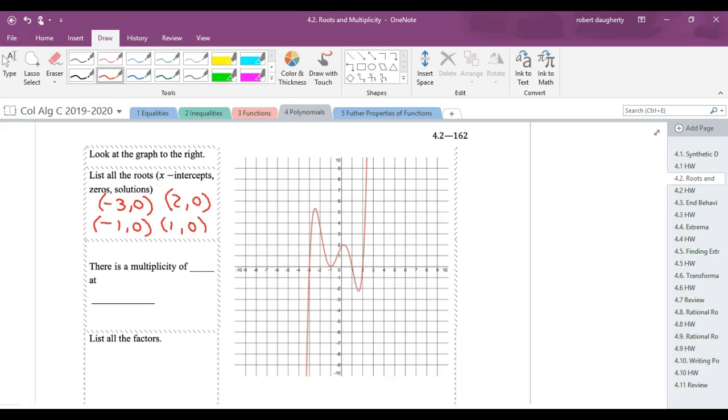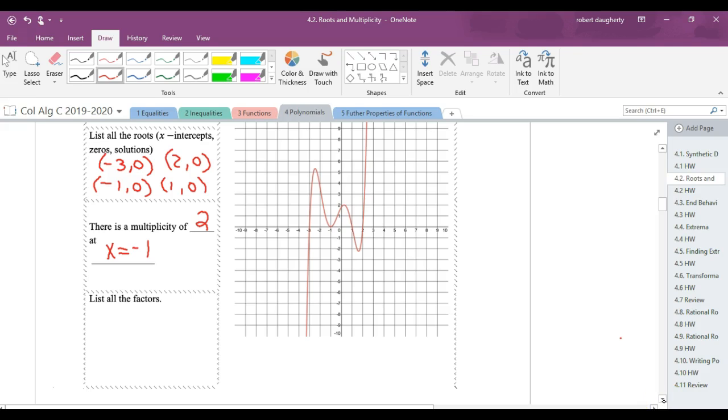Now, there is a multiplicity. That means this root occurs more than once. Here I cross. Where's the place where I do not cross? Negative 1. So that means there is a multiplicity of 2 at x equals negative 1. That means this root has to occur 2 times. Why does it have to be there 2 times? Right, even numbers or even exponents where I do not cross the axis, okay? So now let's list all of the factors of this polynomial. What are the factors of this polynomial? These are the roots. What are the factors?